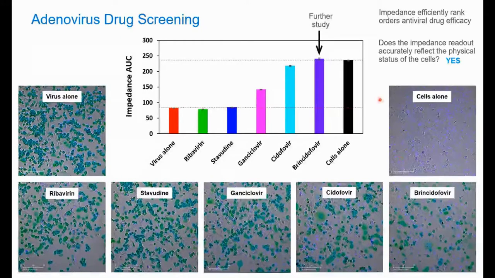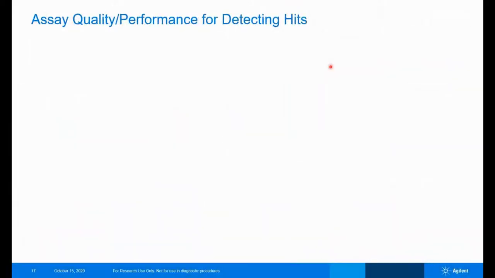On the basis of this data, we decided to study brincidofovir in further detail in order to determine its EC50 value. Now, before I show you those assays, I want to address the issue of assay quality. Like, how effective is this assay for being able to detect hits that have activity against adenovirus? When you think about the ideal assay, it really should have a large signal. There should be low variation in that signal. There should be low background, and there should also be low variation in the background signal.